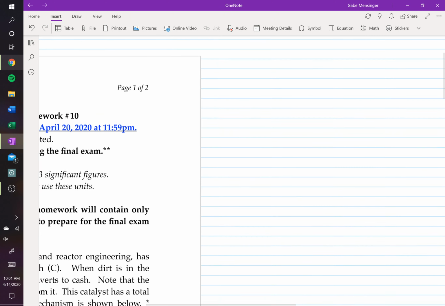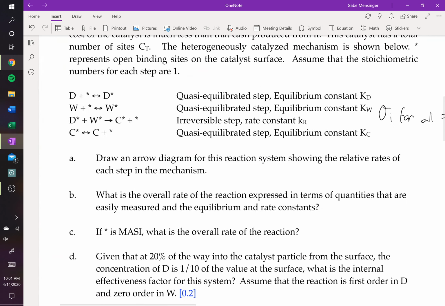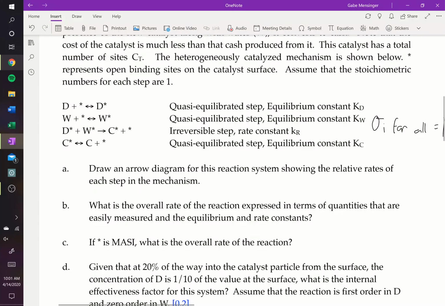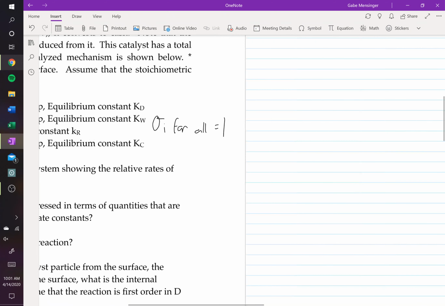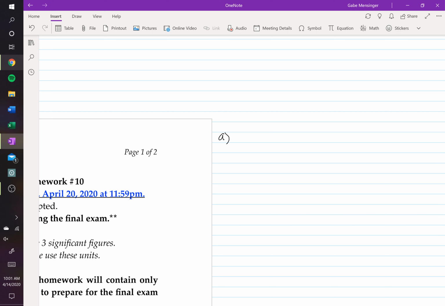Okay, so moving on to part A. Draw an arrow diagram for this reaction, showing the relative rates of each step in the mechanism. This one is a pretty easy one. I'm not going to actually draw it, I'm just going to show the basics. So remember that your rate determining step, your R net, is represented by this shorter line.